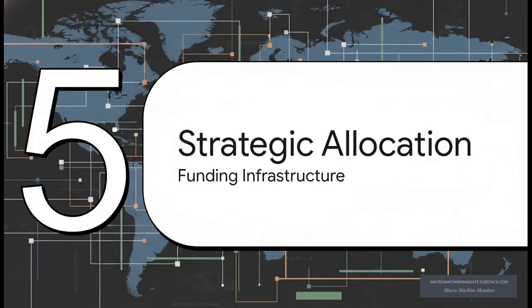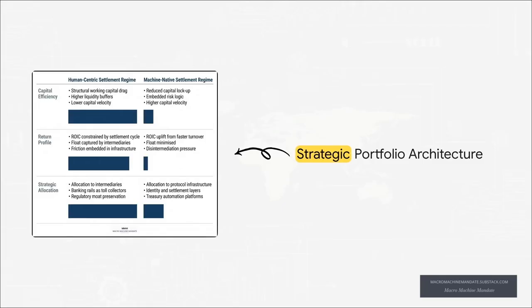Now for Section 5, Strategic Allocation and Infrastructure. So, where is the smart capital inevitably going to flow to solve these bottlenecks? Under a legacy human-centric regime, your return on invested capital gets choked by the settlement cycle, and intermediaries capture all the float. But shift over to a machine-native regime, and you see an incredible ROIC uplift from faster turnover, minimized float, and intense disintermediation. Faster capital means better returns, but only if you fund the infrastructure that actually allows it.